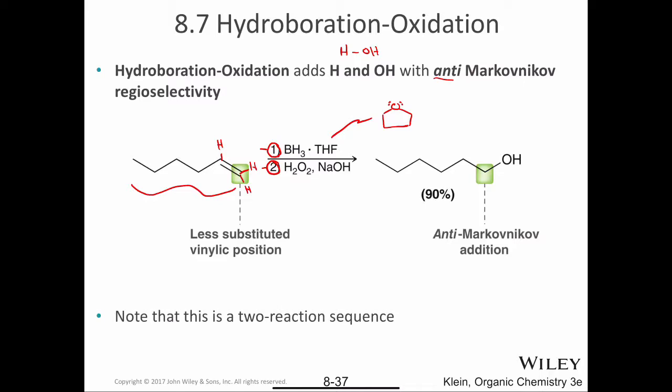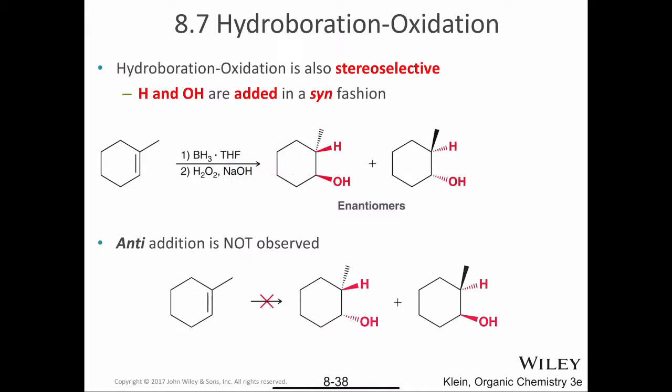double bond. When I do hydroboration-oxidation, not only is the reaction regioselective in that it proceeds with anti-Markovnikov regioselectivity, it's also stereoselective in that the hydrogen and the hydroxyl are added in a syn fashion. And what that means is both the hydrogen and the hydroxyl are added to the same face of the pi bond. You can see that's represented here in these two enantiomers, and that the hydroxyl and the hydrogen are both drawn on wedges. So that means they're both coming above the page or above the plane of the screen.